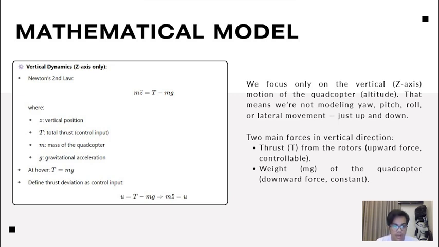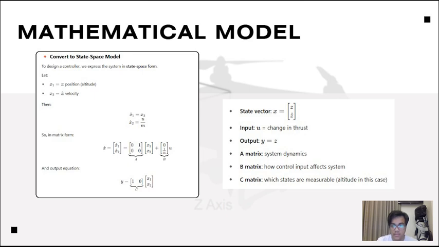When the quadcopter is hovering, the thrust perfectly balances the gravitational force, so T equals mg. To make this suitable for control design, we define a new control input, U, which represents the thrust deviation. This allows us to simplify the equation to m z double dot equals U. Essentially, we're looking at two main forces in the vertical direction: the upward thrust T from the rotors, which is controllable, and the downward force of the quadcopter weight mg, which is constant. Now to the next slide.